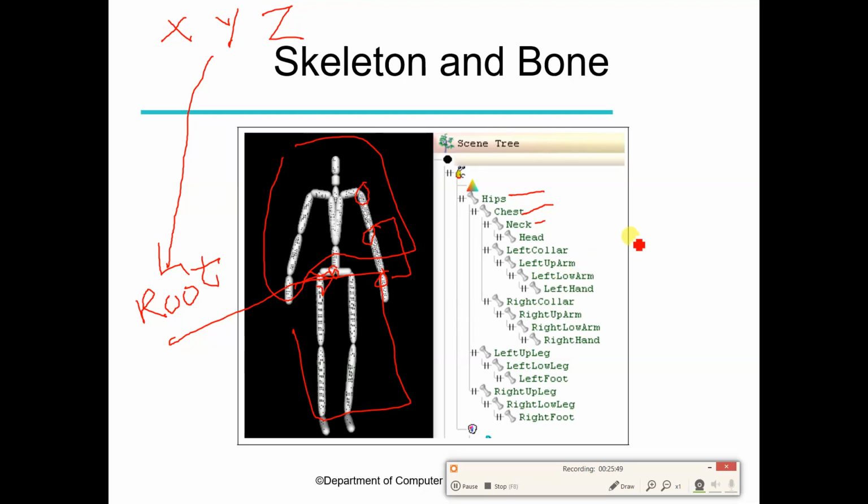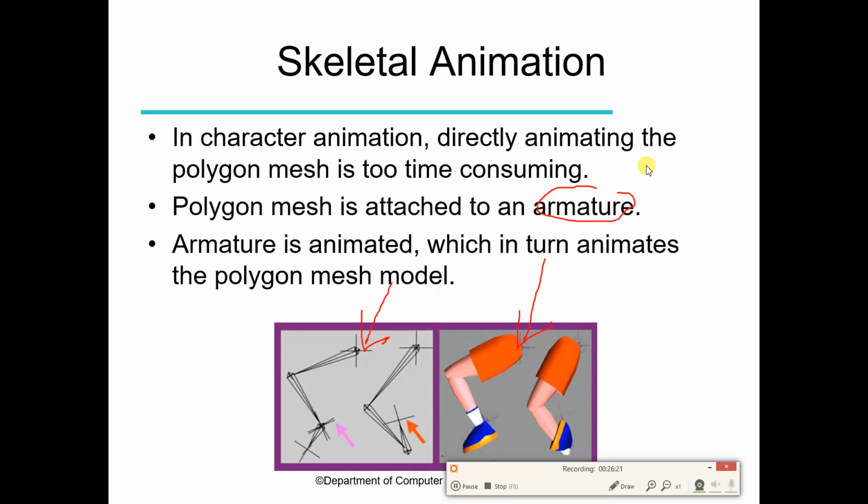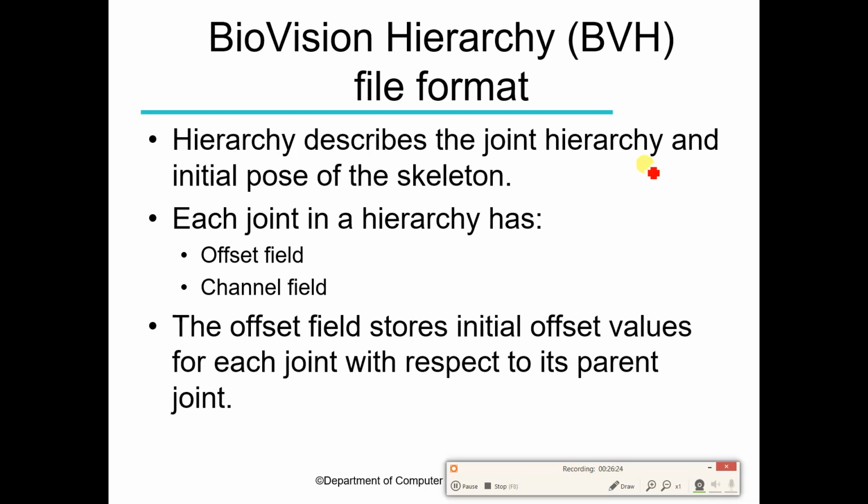But regarding the rotation, for every joint we are going to store the rotation data. There is the rotation about the x-axis, theta x, rotation about the y-axis, theta y, and theta z, rotation about the z-axis. But the translation is stored only for the root joint, because when the root is moving along the x, y or z axis, all the joints move automatically with the root joint because they are connected. But the rotation can be individual. Maybe the root is not moving, but we can rotate the hand by 30 degrees, 40 degrees, 50 degrees. So this is what we are doing in the BVH file format.